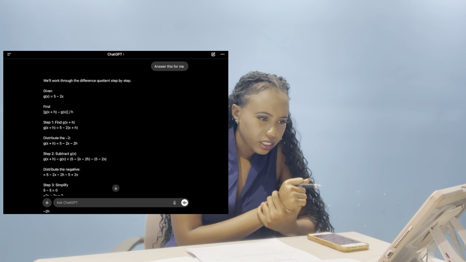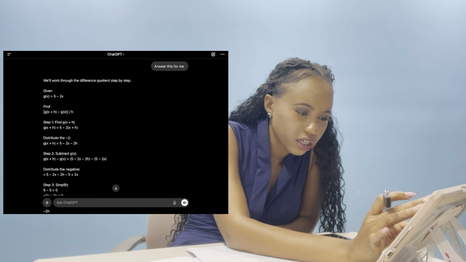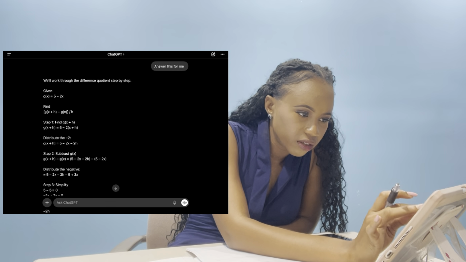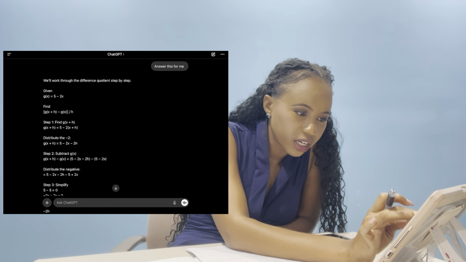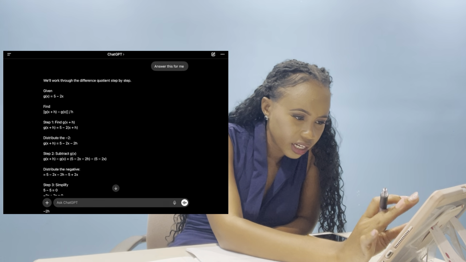And how did they find g of x plus h? It looked like they substituted x plus h for x in the formula. So when you see 5 minus 2x, they have 5 minus 2 open bracket x plus h. So they substituted x plus h in there, and then they simplified it.